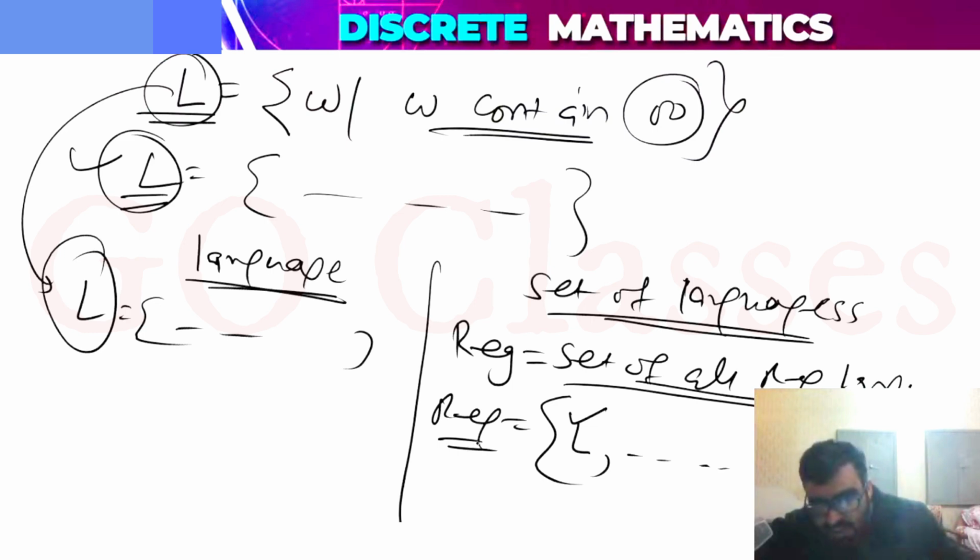And what is this REG? This REG is the set of all regular languages. So in this L you have strings. In this REG you have languages. Okay, so this is the difference.